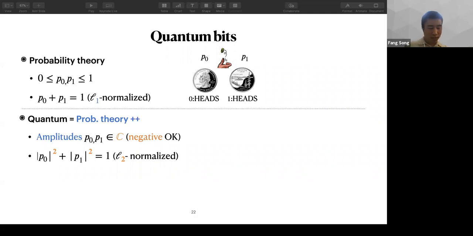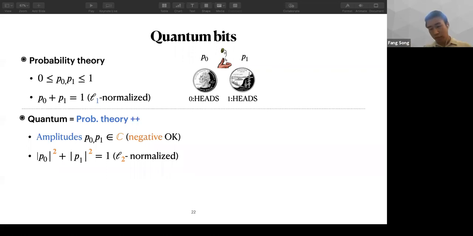But quantum physics tells us that our world actually runs with an extended probability theory, where p0 and p1, which we call amplitudes in this context, can be negative or even complex numbers. And the only condition is that their absolute values squared sum up to 1. So if you've seen some real analysis, this just means it's normalized under the L2 norm rather than the L1 norm as in classical probability theory.